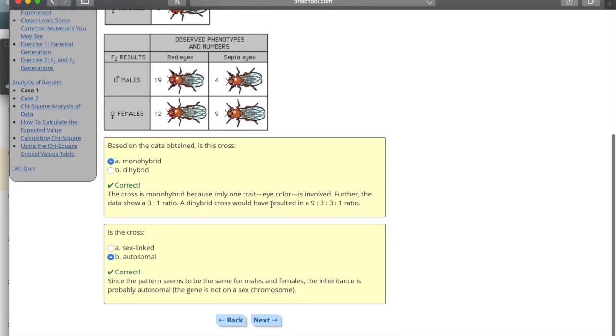And we're correct. So this one is fairly obvious. But for this one, since the pattern seems to be the same for males and females, the inheritance is probably autosomal. And remember, autosomal is just not sex-linked.